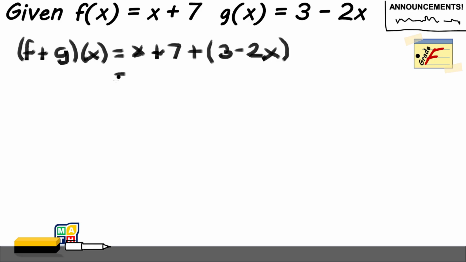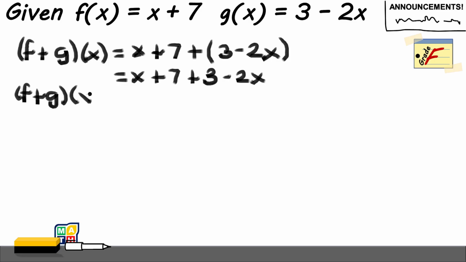Now that we have that, of course, you can simply remove the grouping symbol here because it's preceded by a plus sign, and the same expressions will be retained, including their signs. So plus 3 minus 2x here as well. In short, your f plus g of x is the simplified form of the previous expression. You have x minus 2x, which is negative x, and then 7 plus 3, you will have plus 10. This is your sum of the two functions.